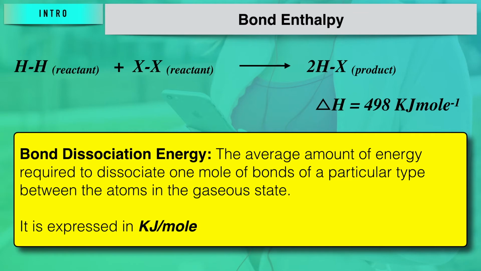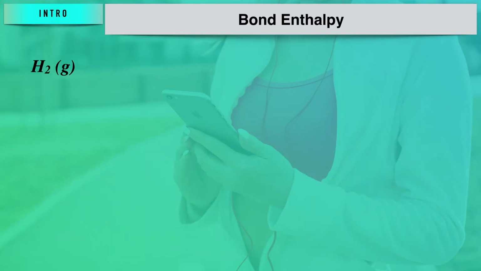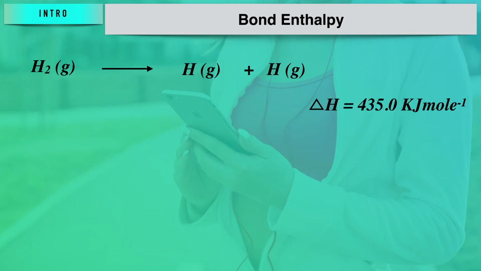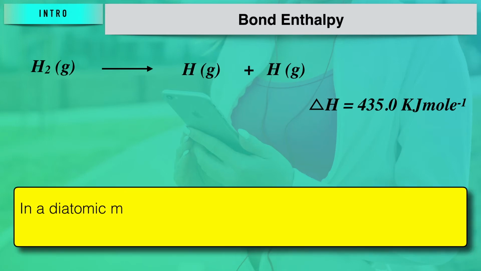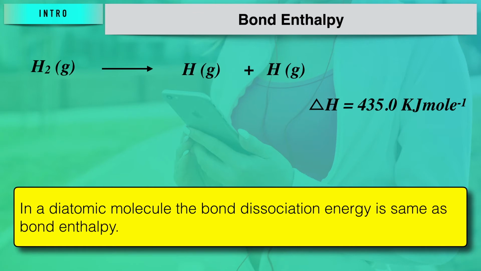Let us take an example for a diatomic molecule like H2. You can say it dissociates in this form, releasing an energy of 435 kilojoules per mole. Similarly, for various diatomic molecules like O2, N2, HCl, HBr, etc., the bond energy is found to be equivalent to that of the bond dissociation energy of the molecule. That means for diatomic molecules, we can have our general statement that the bond energy is nothing but the bond dissociation energy, and it is the same as bond enthalpy.